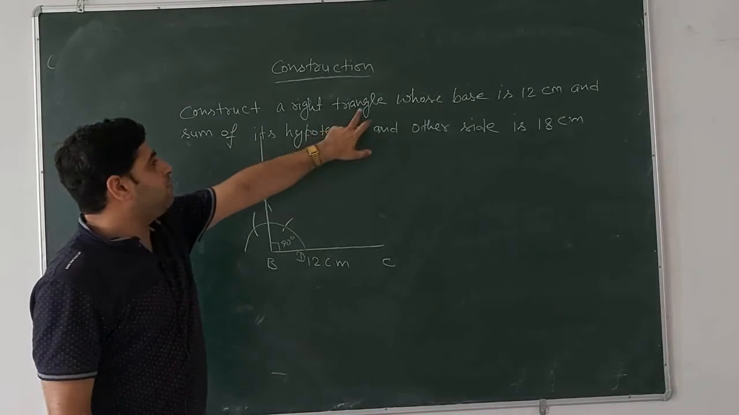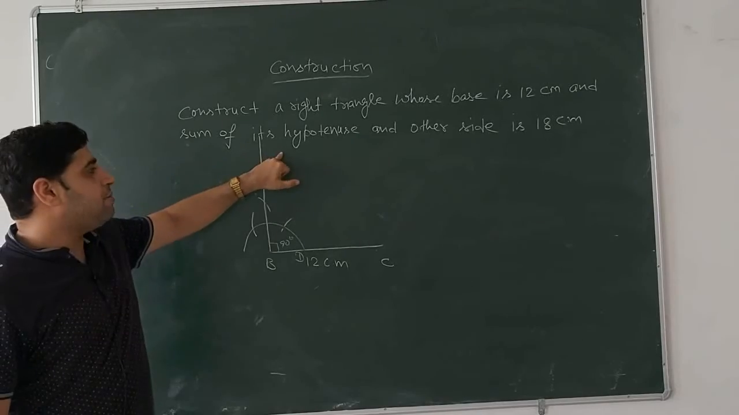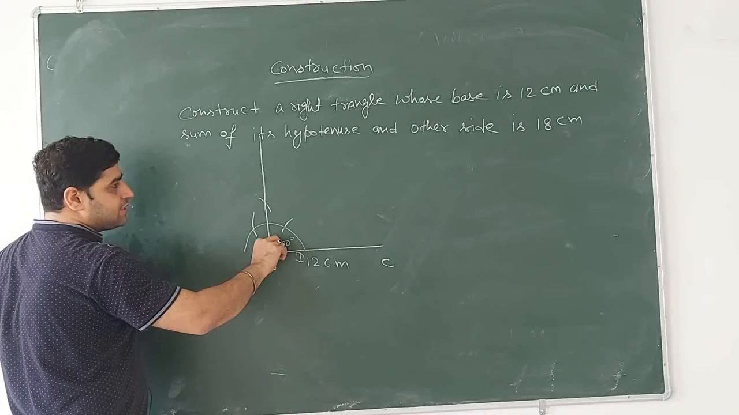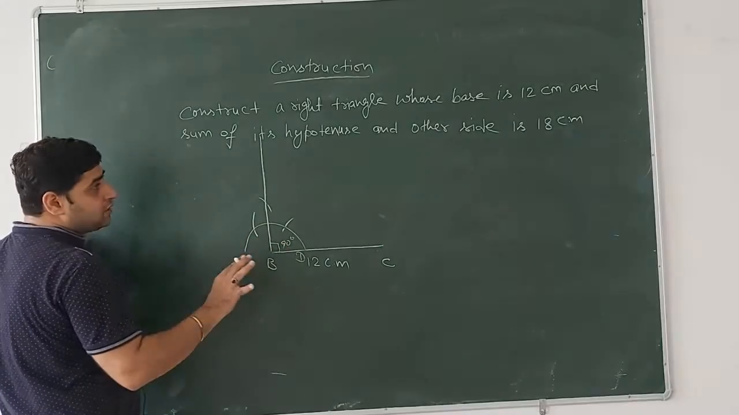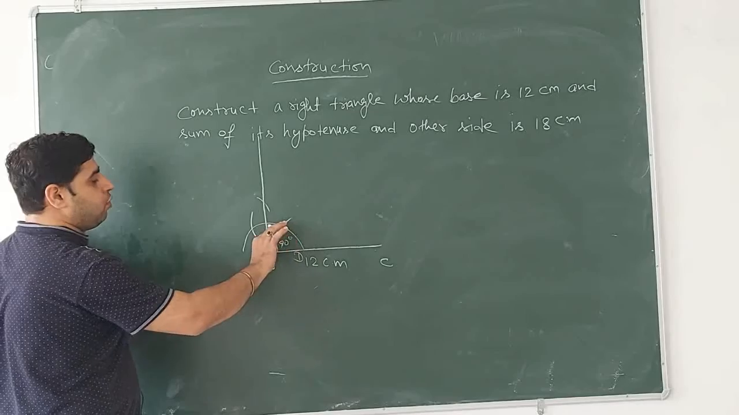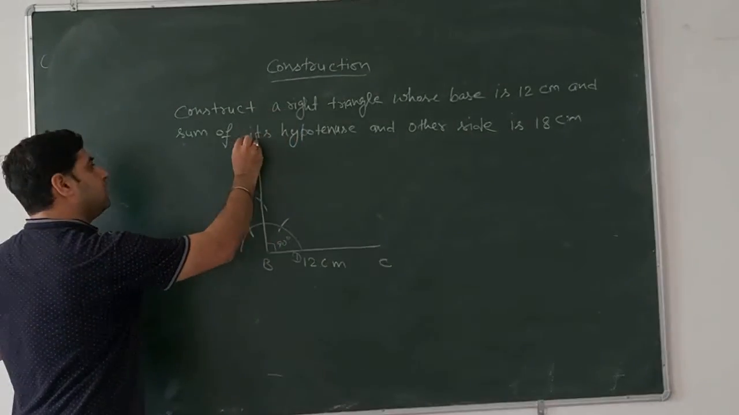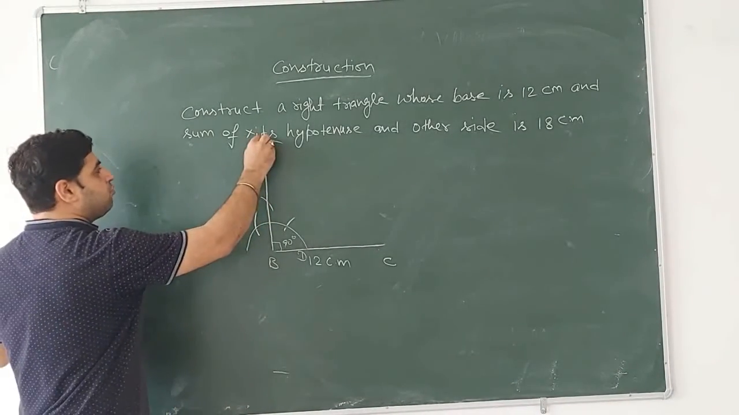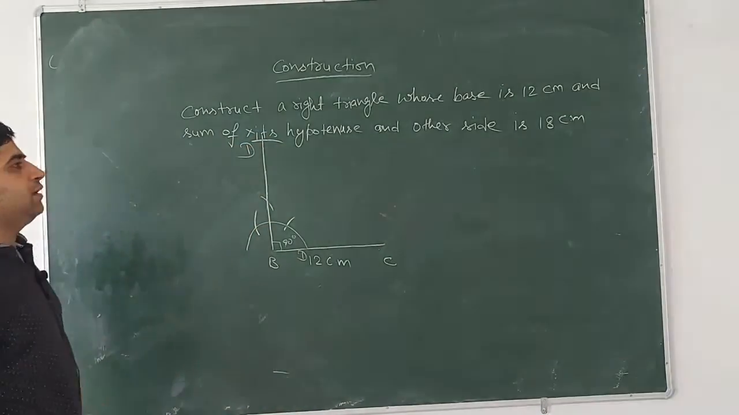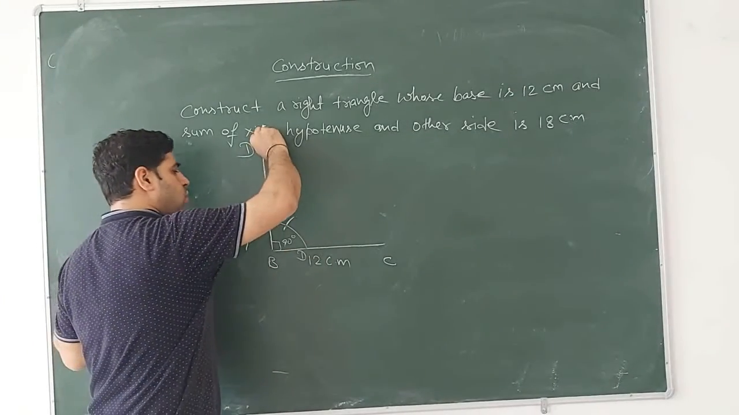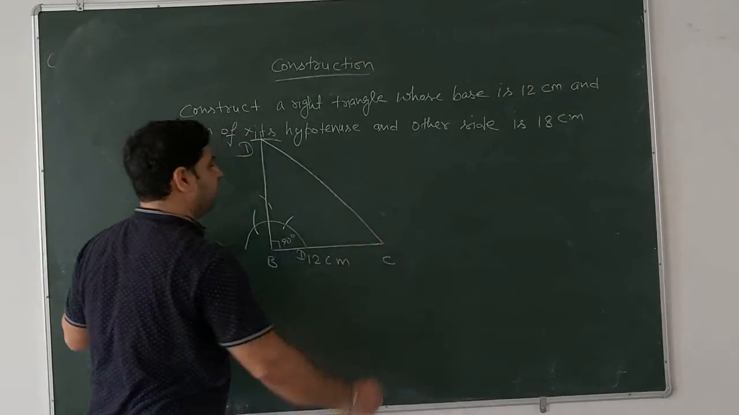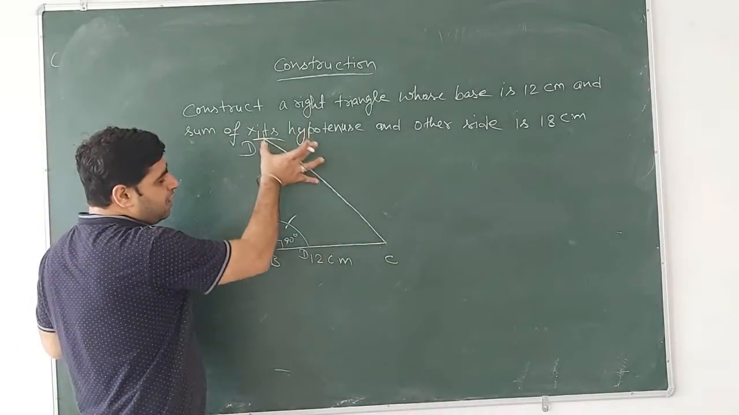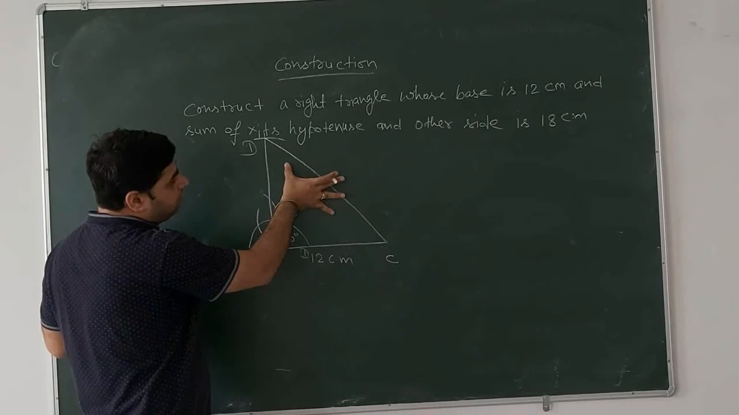Here make an angle of 90 degrees, then the sum of its hypotenuse and other side is 18 centimeter. Taking B as a center, open the compass 18 centimeter and cut an arc. This is the point D. So join D to C. Then make the perpendicular bisector of D and C.